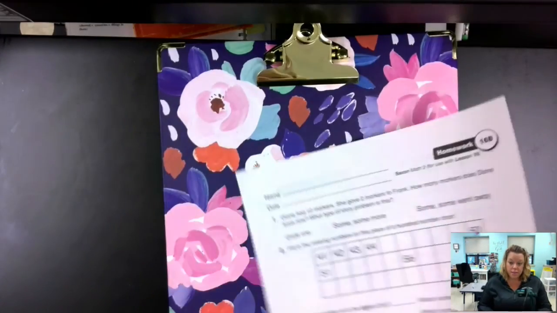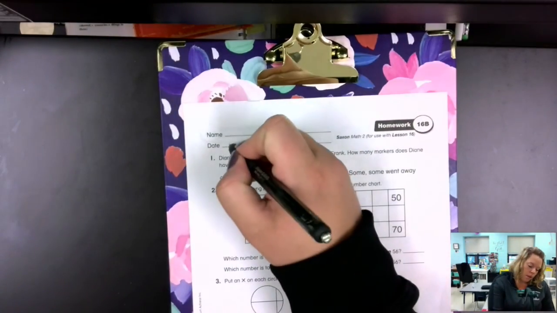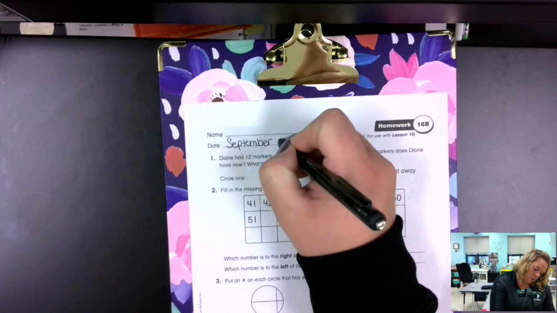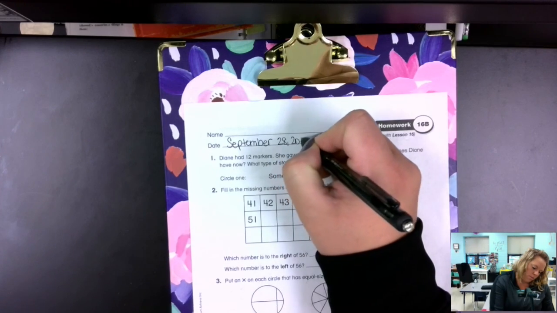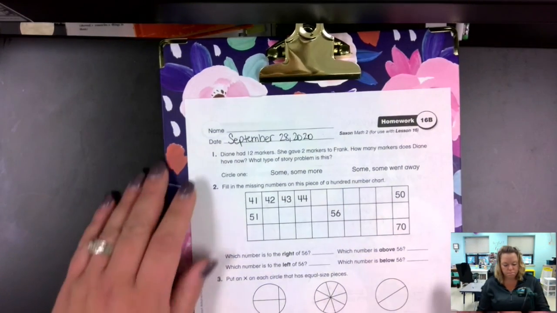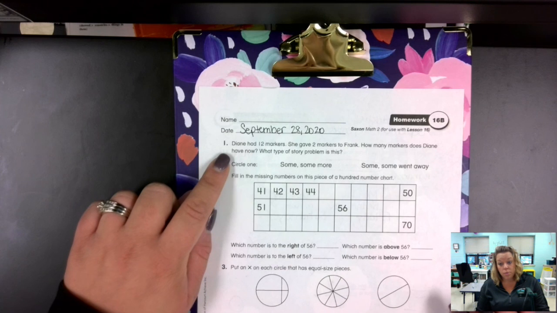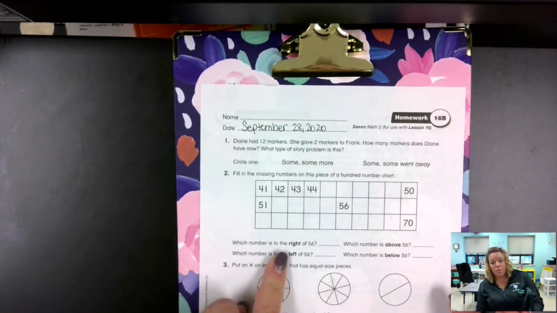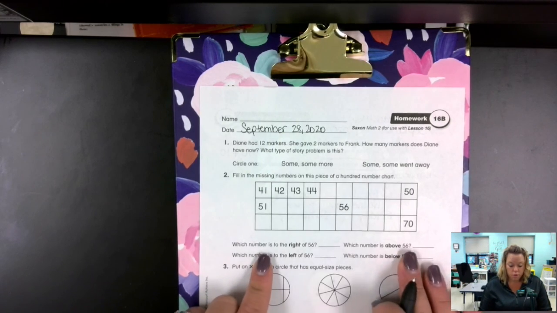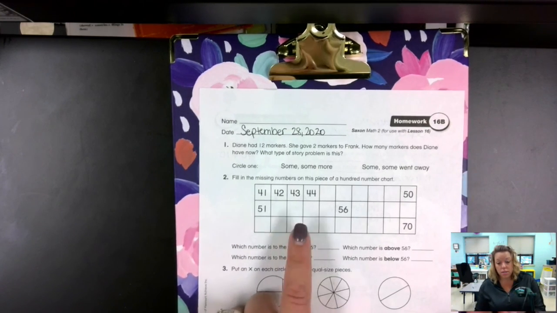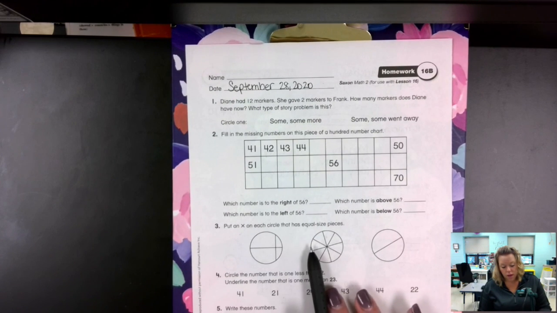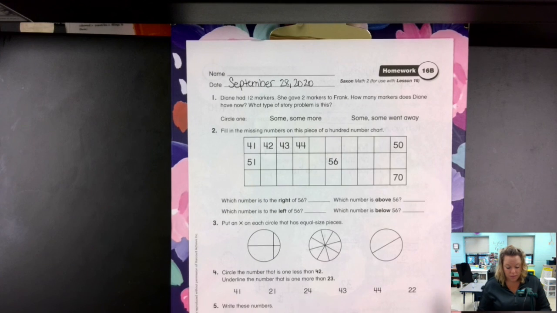That's that word, sums. Okay, let's quickly look at the back side so you know exactly what to do. Name and date, please don't forget. September 28th, 2020. Make sure you have someone read problem number 1 to you. Number 2, fill in the missing numbers. The second part of number 2 is to answer the questions from that chart. 3, X on the circles, on each circle that has equal size pieces.